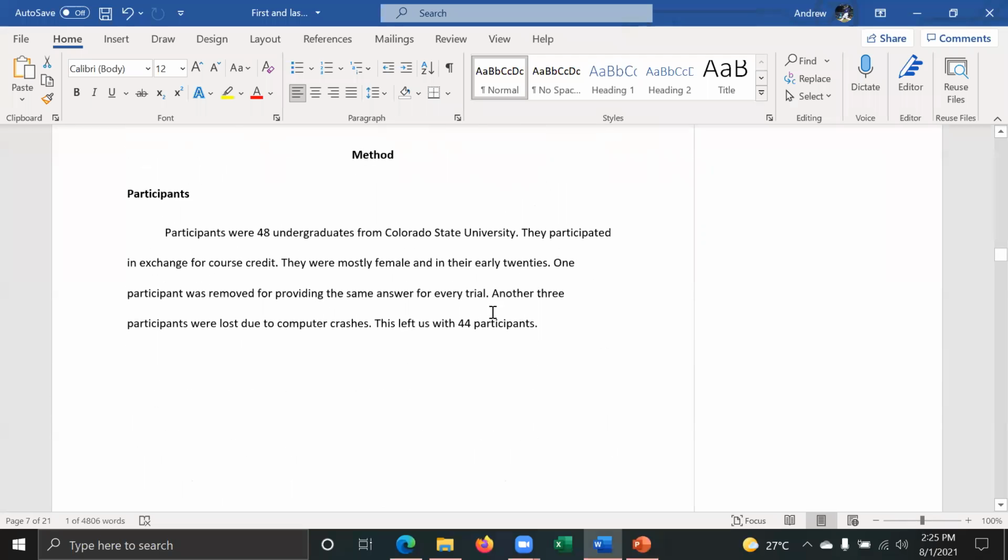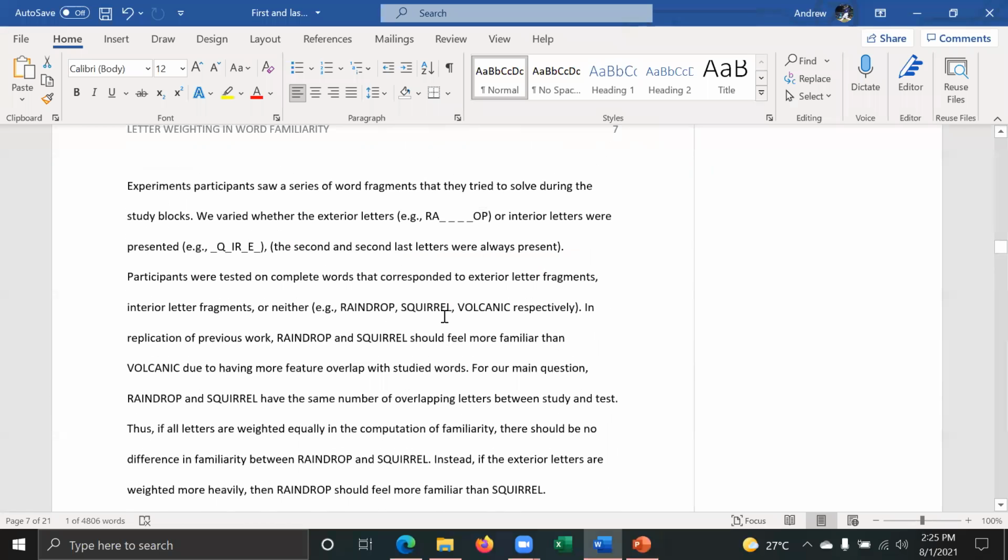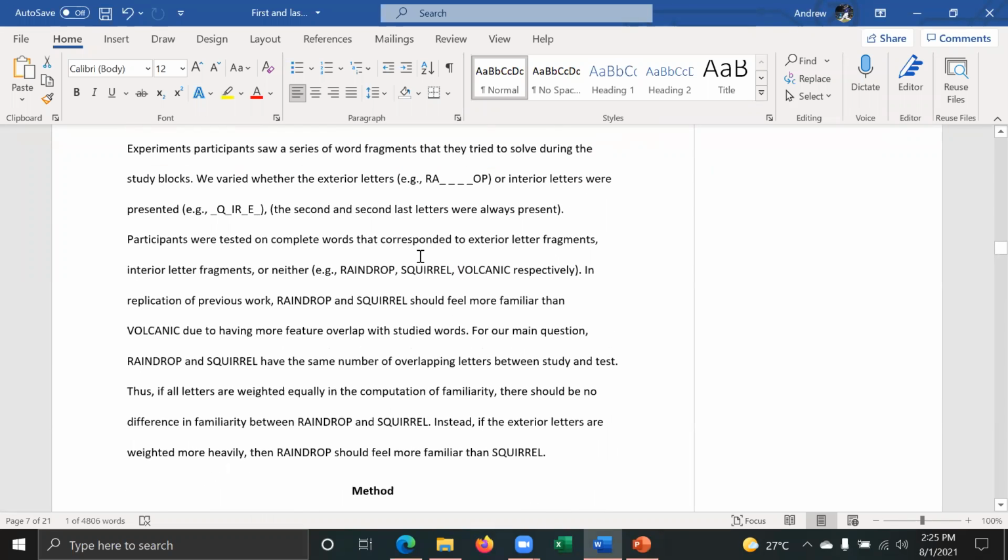Again, this is written in past tense, but yours should be in future tense. I gave this as an example of an introduction earlier. Remember, we're having people study these word fragments, and then they're tested on these whole words later on. They have to rate the familiarity of each of the words, and we're manipulating which letter positions they study. You either get the exterior letters, like in raindrop here, or you get the interior letters, like the fragment of squirrel.